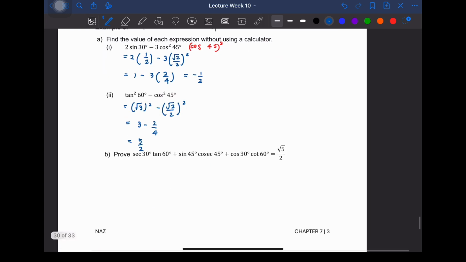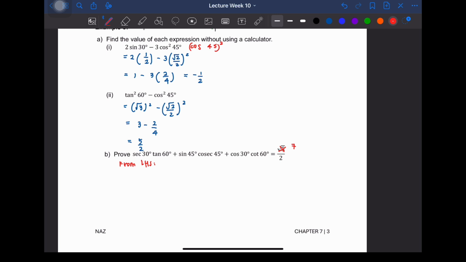Okay, now last example, example B. So we need to prove that this one, secant 30 degree tan 60 degree plus dot dot dot is equal to square root 5 over 2. Okay, so this one we have a correction. So square root 5 over here is supposed to be 7. Okay, so prove this equal to 7 over 2. Okay, so what we do is we take it from the left hand side.